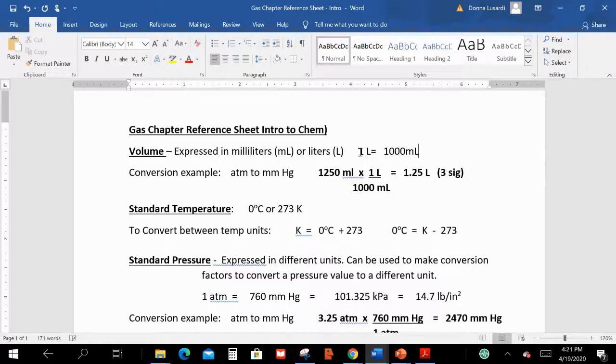Okay. Next is temperature. You may encounter temperatures in either Celsius or Kelvin in this chapter. Anytime you use temperature in this chapter, you must plug it in as Kelvin. So I've given you how to figure out the Kelvin temperature if you know the Celsius temperature, and how to figure out the Celsius temperature if you know the Kelvin temperature.